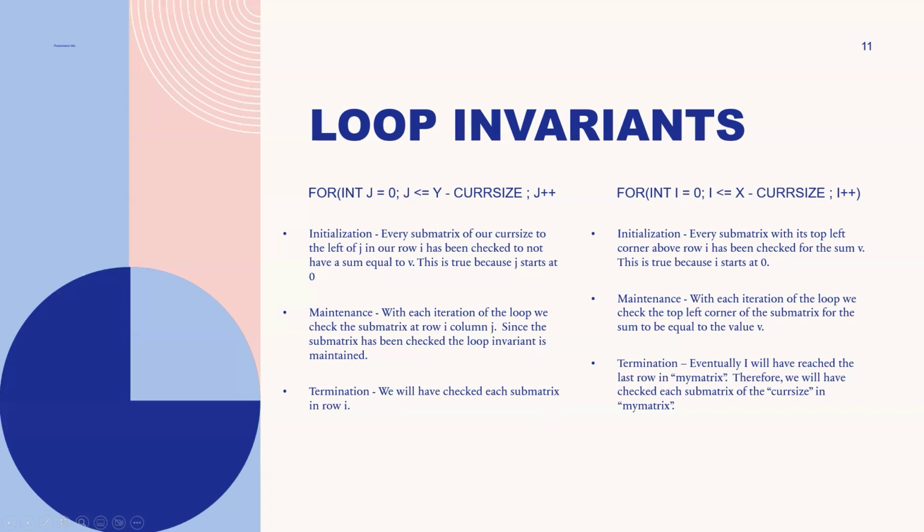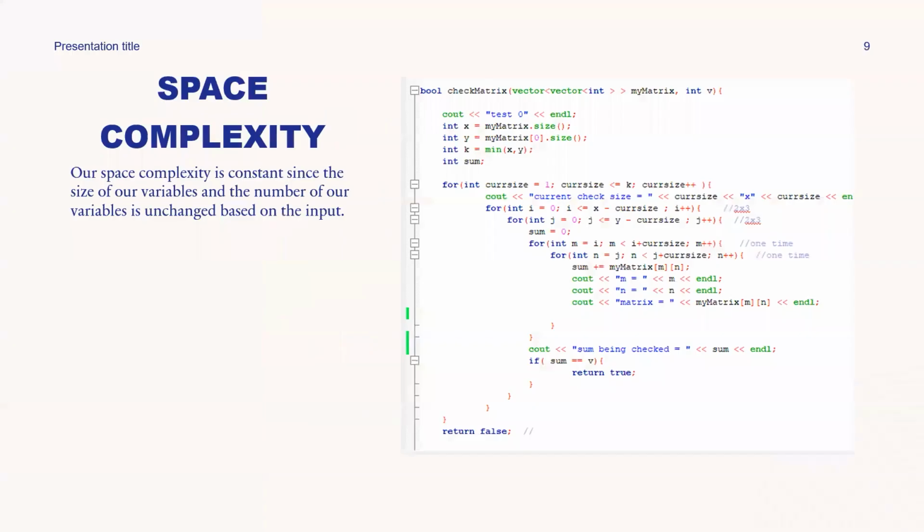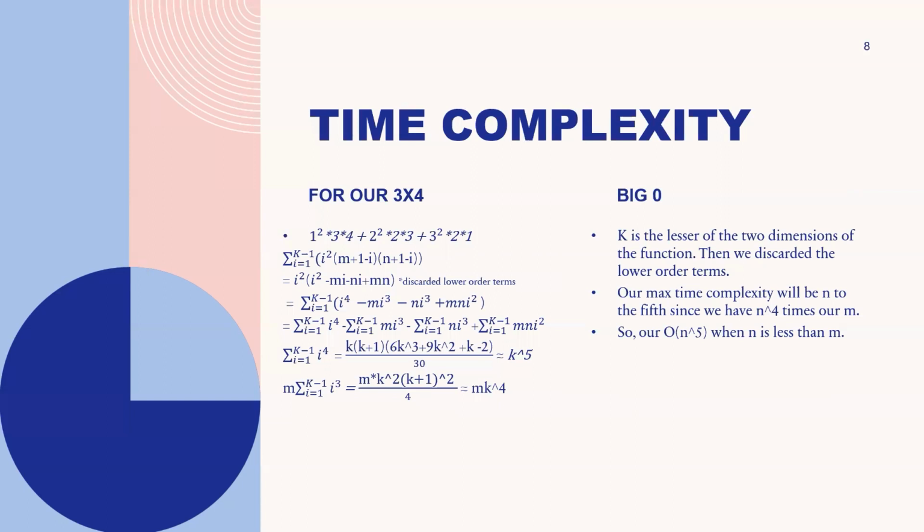Also I forgot to mention in the time complexity that the math.min used to find K is constant time. Also, the square brackets operator used to find the elements is also constant time.